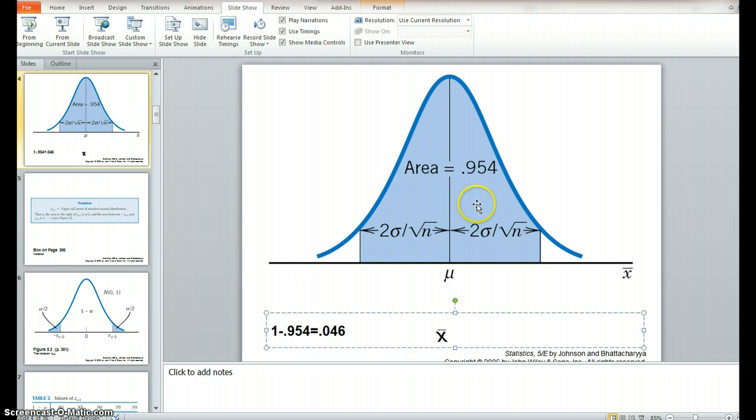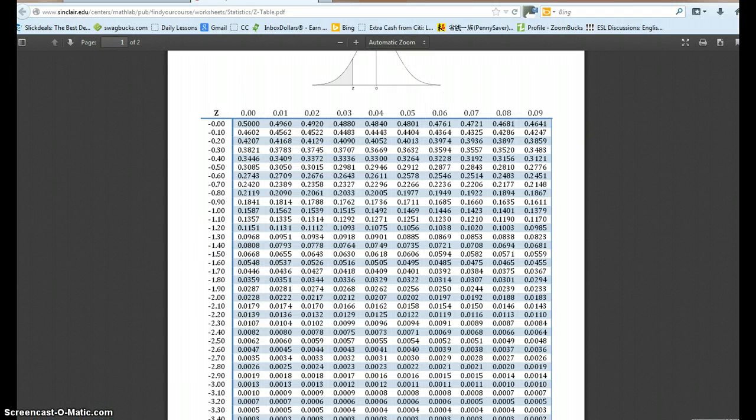0.046, and that is these two white parts, a little here and a little here. We actually want just this little part, so we take 0.046 and divide by 2. We get 0.023. So this is the area, this little piece right here, on the left side. The reason we try to find this area, like in the homework, is that the table we have is for the left side, so this area is 0.023. So we go back to the table to find 0.023.